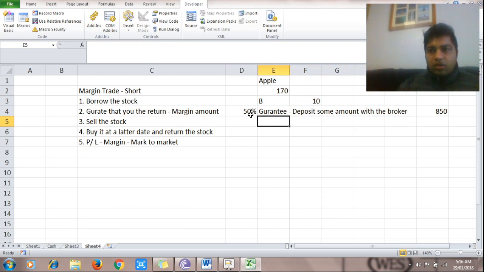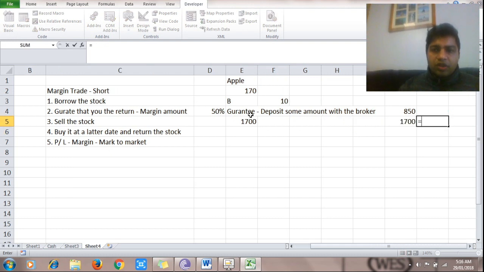Now you sell the stock in the market at the market price. Assuming the market price is 170, you sell it at 170 multiplied by 10, so you get $1,700. So in your margin, you deposited $850 and you got $1,700 by selling the stock. So you get $2,550 in your account. 1,700 of it comes from selling the stock, 850 you deposited. Now this is your margin amount.